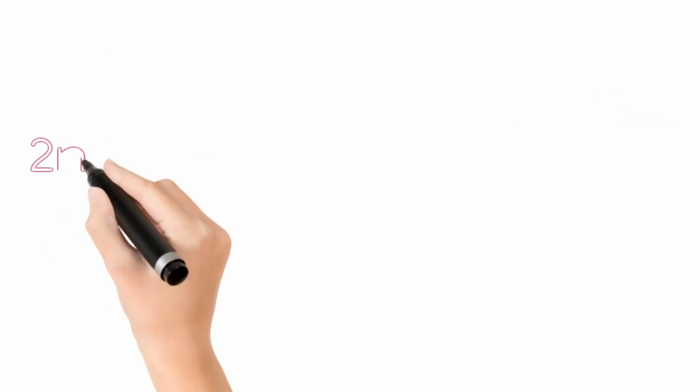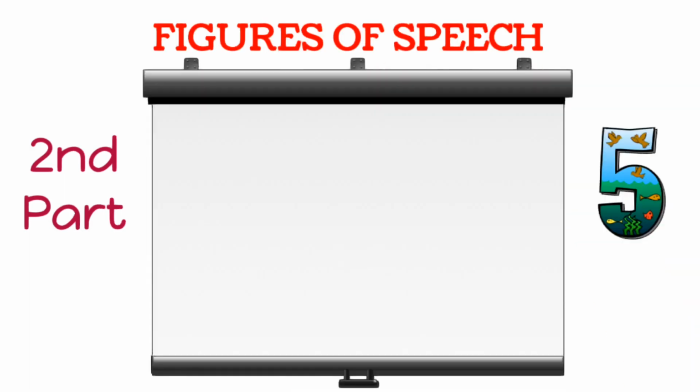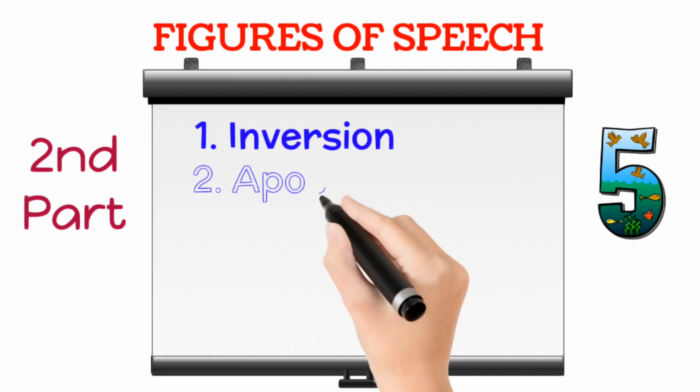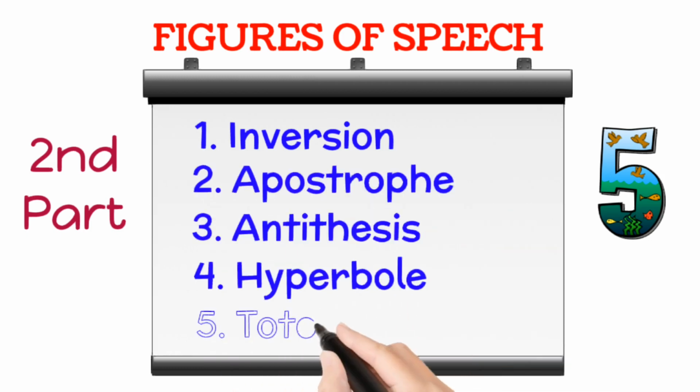Friends, in this second part of the video, we are going to discuss the next 5 types of figures of speech: inversion, apostrophe, antithesis, hyperbole and tautology. Now let's understand them one by one.